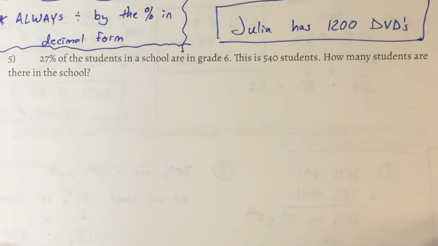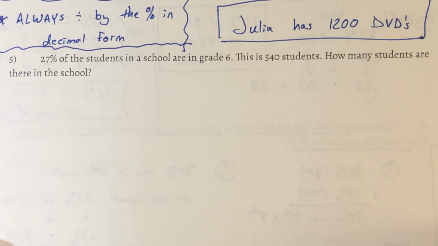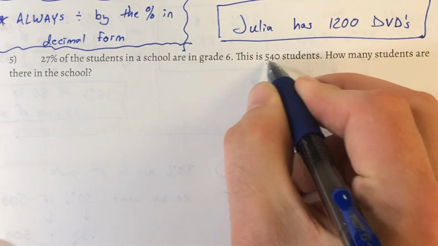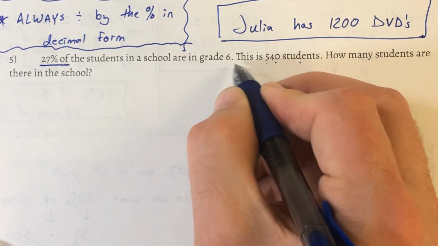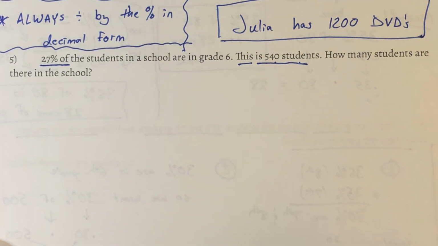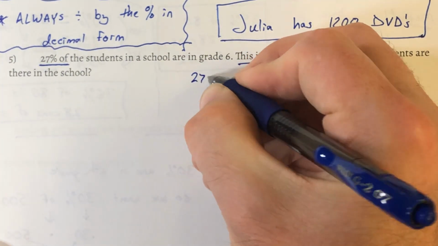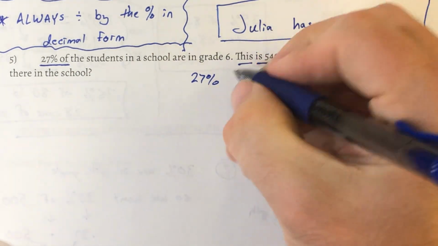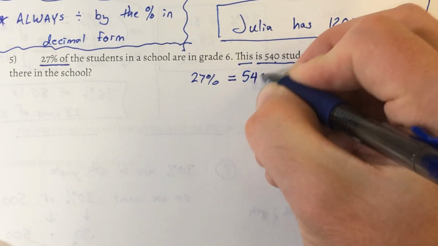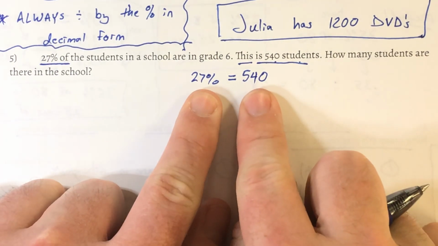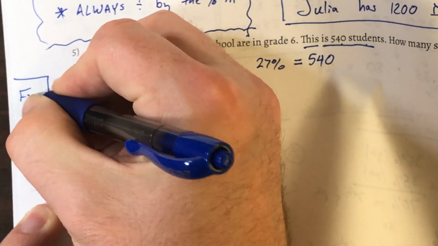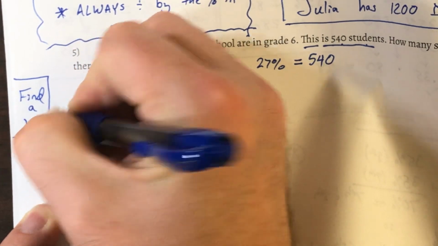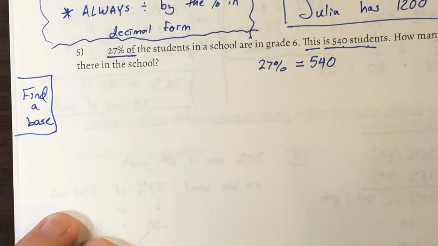Number 5. 27% of the students are in grade 6. This is 540. So it's literally telling you 27%, this is 540. So let's jot that down. 27%, this is 540. It's telling you these two things are the same thing. So this automatically means that this is a find a base problem. When it gives you a percent and a number and they are the same thing, it's a find a base, meaning we need to find the whole amount of something.